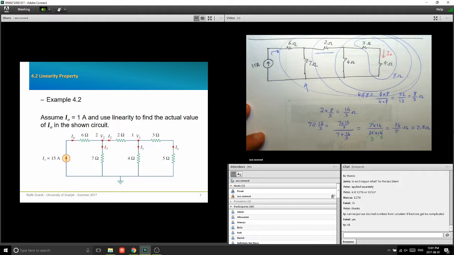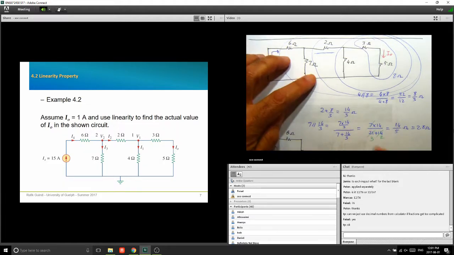one big circuit. Maybe it would be good to redraw these circuits. So I have, and then I have here 14 third, right?